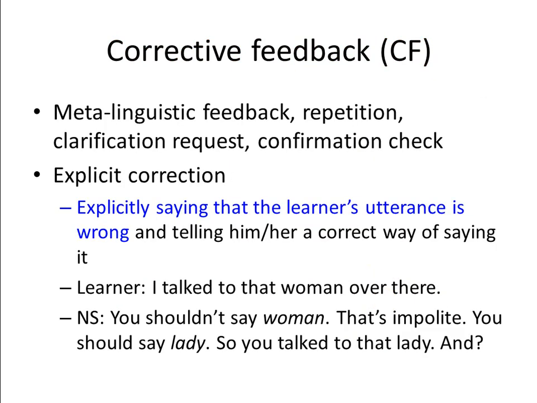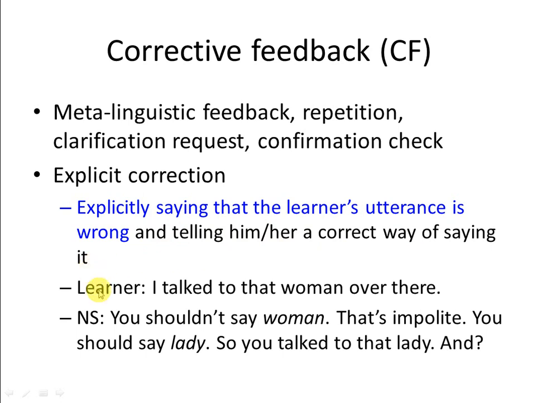And actually, there are many types of corrective feedback or corrective feedback strategies. So, for example, we have metalinguistic feedback, we have repetition, clarification request or confirmation check. And I cannot talk about each of these in detail, but let me talk about this one, explicit correction. This is one type of corrective feedback. So what is it? It is explicitly saying that the learner's utterance is wrong and telling him or her a correct way of saying it.